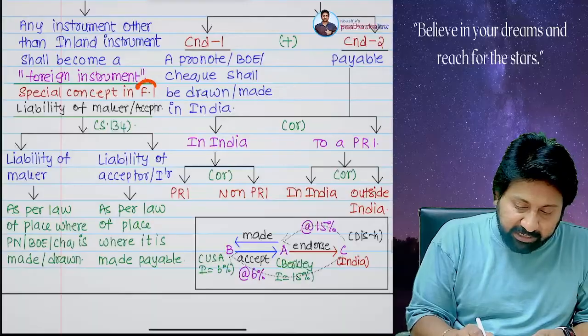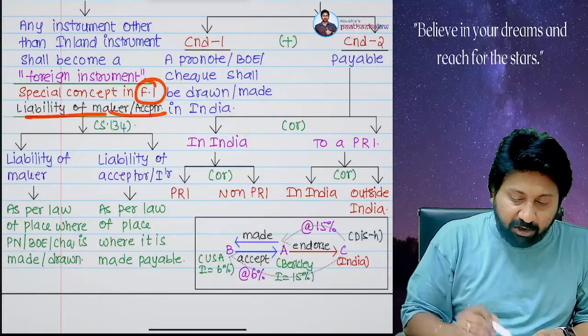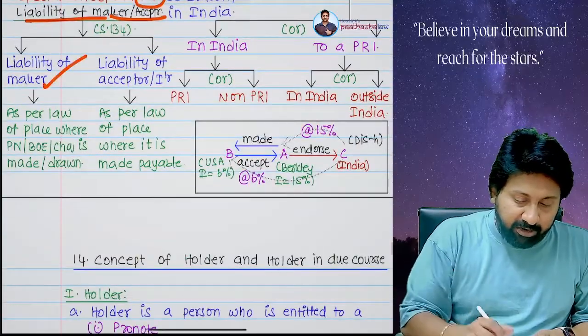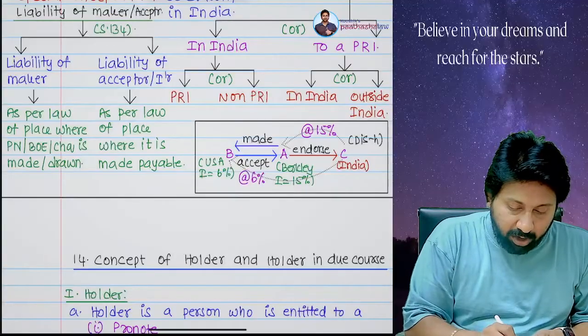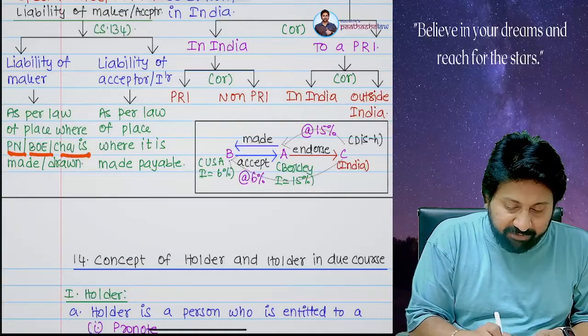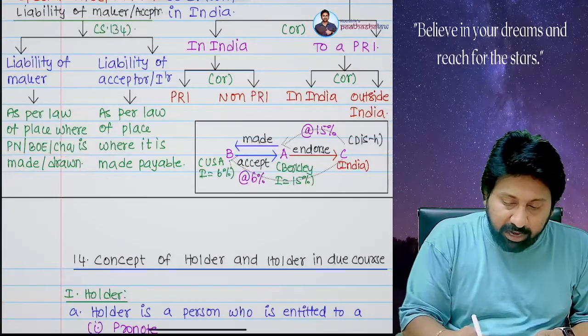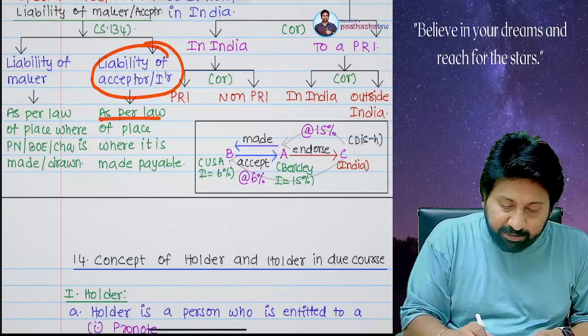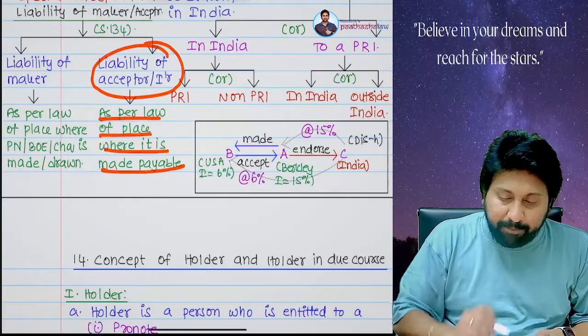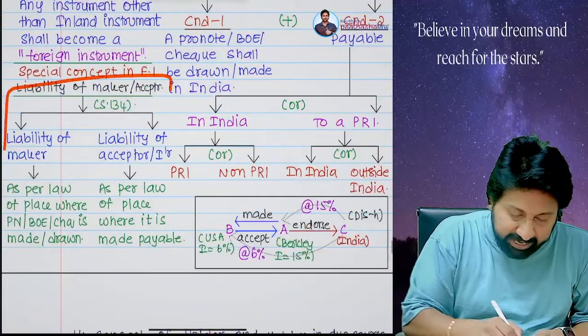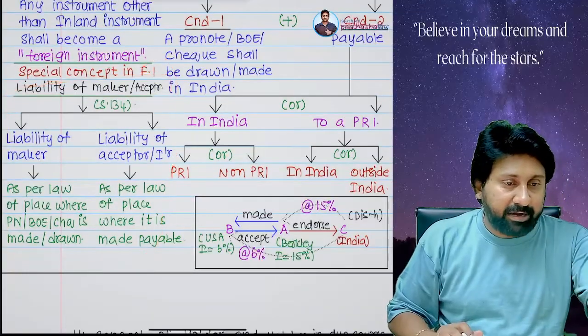Special concept in case of foreign instrument. Liability of the maker or acceptor. Liability of the maker is as per the law of the place where the promissory note, bill of exchange or a check is made or drawn. Liability of the acceptor or endorser is as per the law of the place where it is made payable. This concept, please read properly. One minute time again.